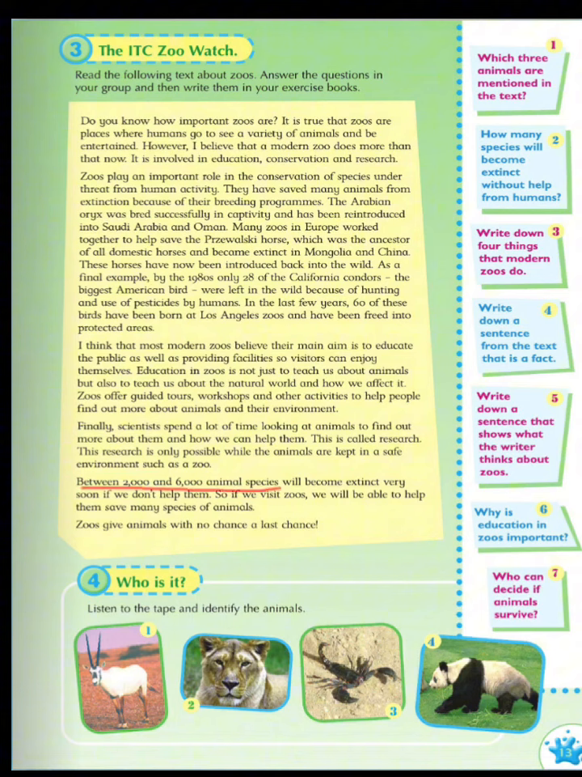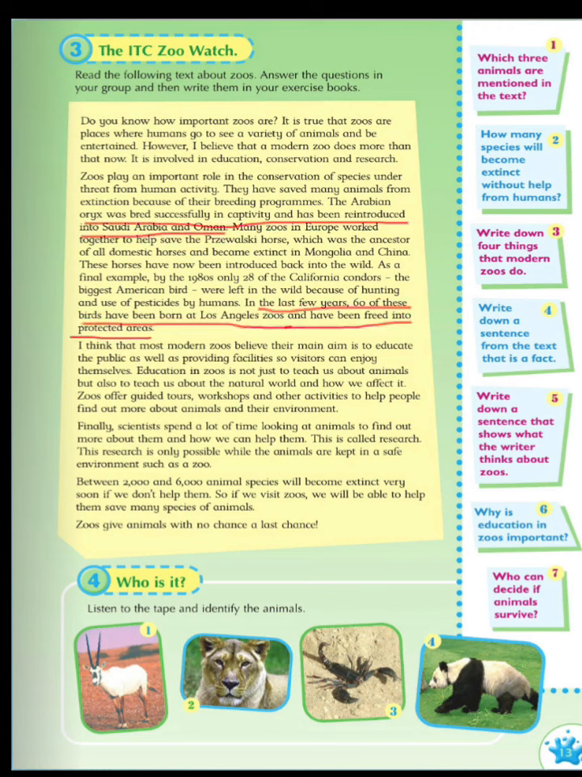Between 2,000 and 6,000 animals. Number 3. Write down 4 things that modern zoos do. Zoos take part in conservation, education, research, and entertainment. Number 4. Write down a sentence from the text that is a fact.